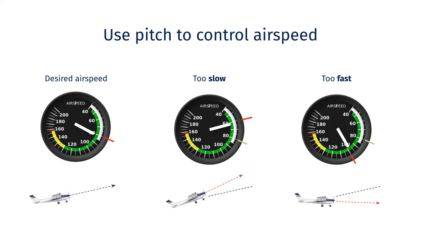Let's look at this in practice. So let's say that we have a desired airspeed to maintain of 80 knots. And you'll need to pitch back to reach 80 in a climb and then let off some of that back pressure to maintain your airspeed. If you're too slow or too fast, you're going to need to adjust your pitch in one direction or another.